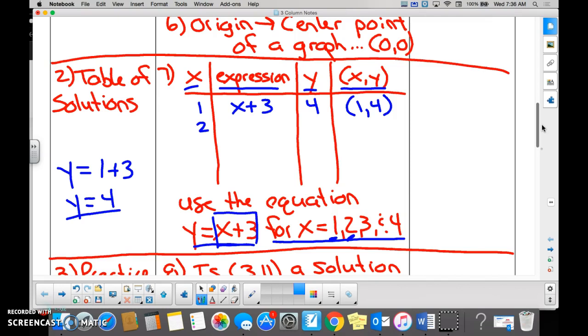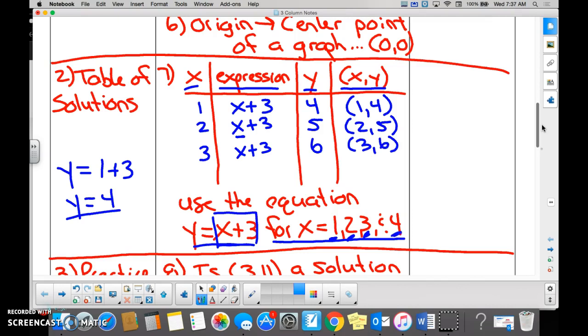If we plug in 2 for x, using the expression x plus 3, 2 plus 3 is 5, and our ordered pair would be 2, 5. If I plug in 3 for x, just using the chart to keep track of my numbers and expressions, using the equation x plus 3, our y is going to be 6, and our ordered pair would be 3, 6. X is 3, y is 6.